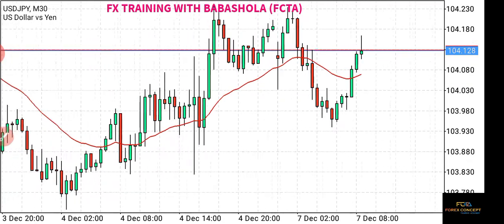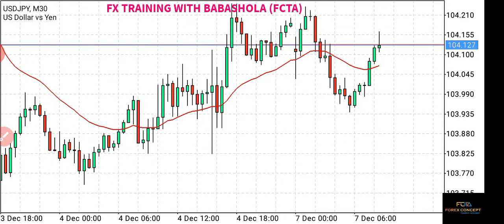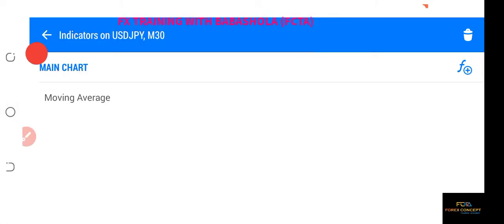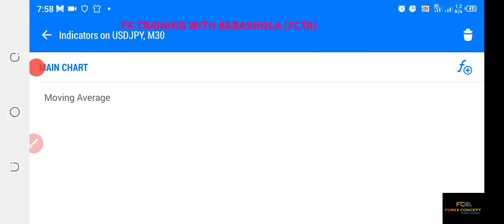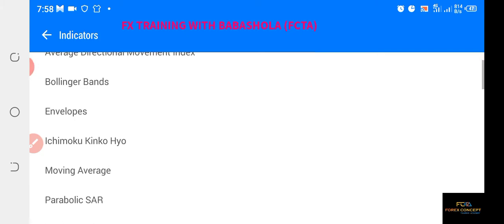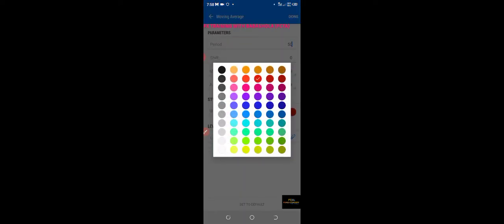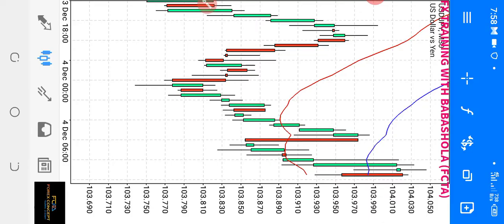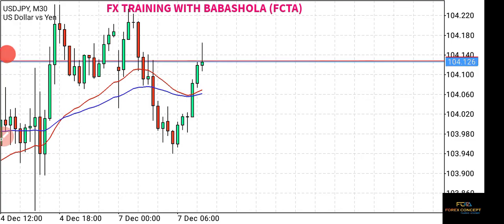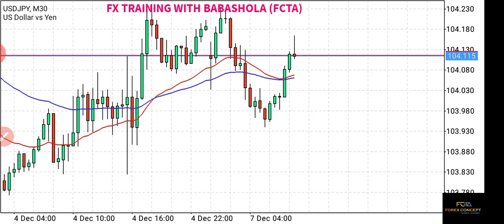Now the next thing is to plot the 50 exponential moving average. Click on the F again, click on F plus here, then click on the moving average again, then change this to 50. Let me just slant it so that we'll see very well. 50, shift 0, exponential, then you change the color to probably blue, so that you'll be able to differentiate the 50 from the 25. So you can see the 50 moving average is blue now. Can you see it here? Yes, you can see it here.